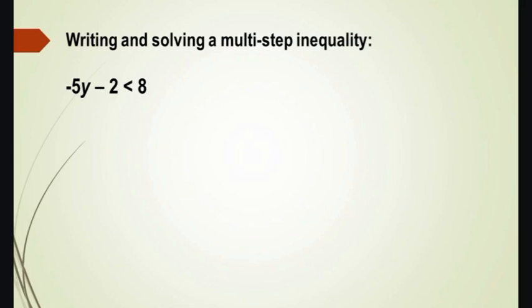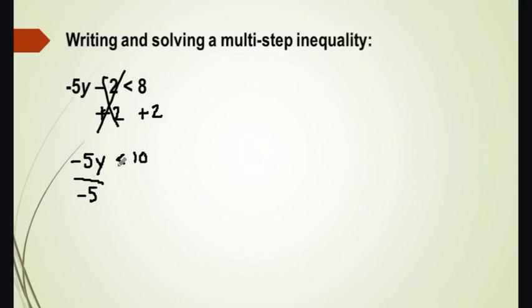Our first example is we have negative 5y minus 2 is less than 8. Now, the variable that we're isolating is y, so we need to add 2 to both sides of our inequality. When we do that, the left side of our inequality simplifies to negative 5y is less than 10, because these cancel out. Now what we're going to need to do is divide by negative 5.